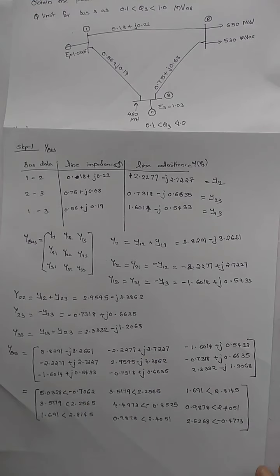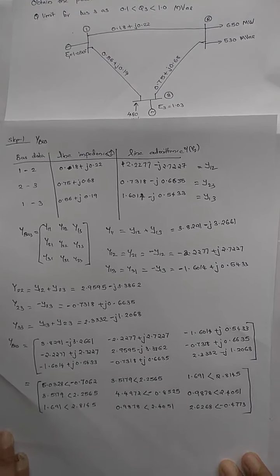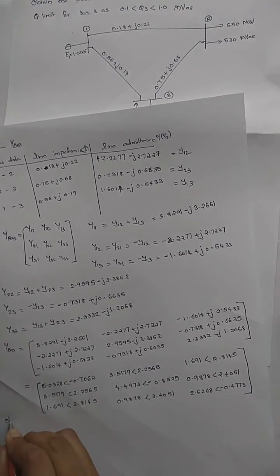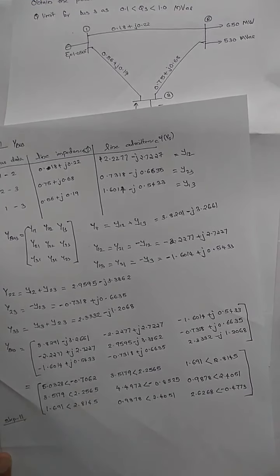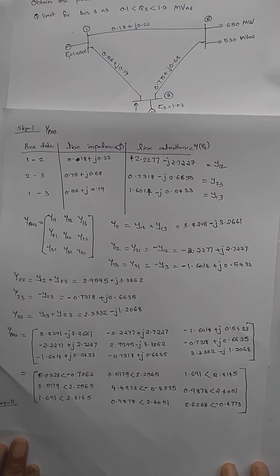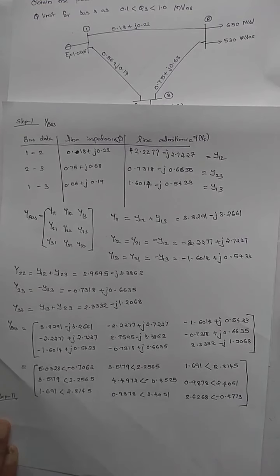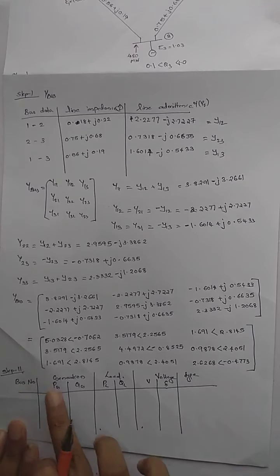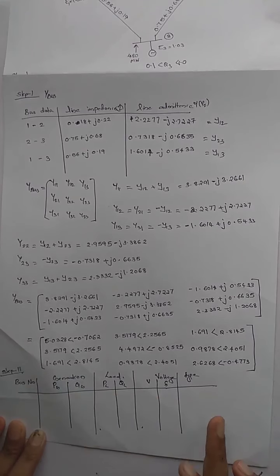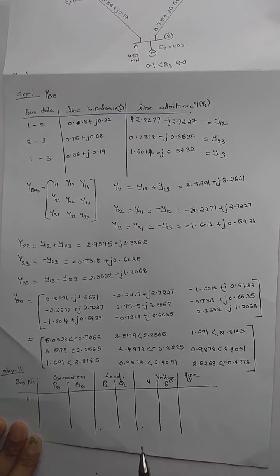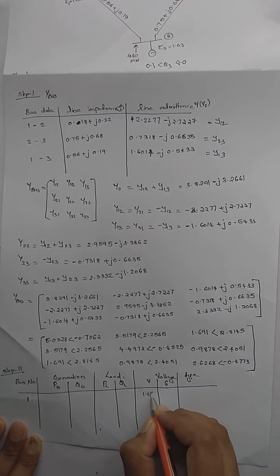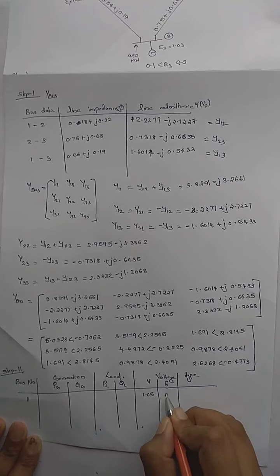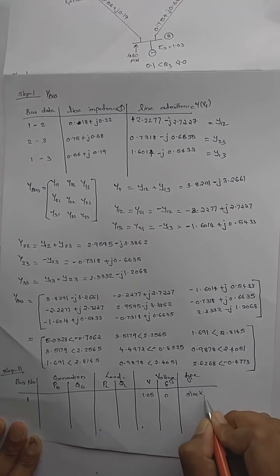What is my step 2? We have to find out the type of bus. What are the types of bus we are having? So step 2 is I have to calculate the bus data. I am forming the table, that is bus data, with bus number, generation, load, voltage and type. For our first bus we were given the voltage value only, that is 1.05 and angle 0, so we can write it as a slack bus.